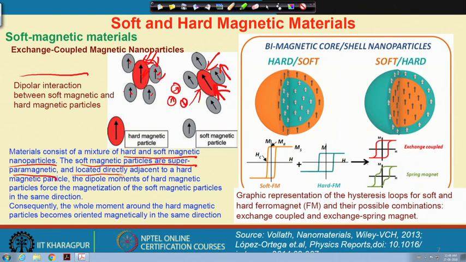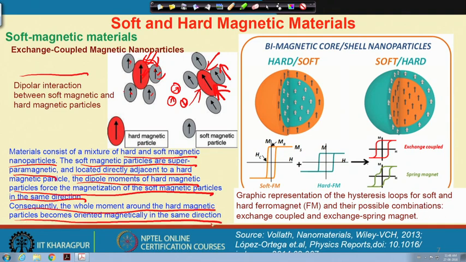So, superparamagnetic particles located directly adjacent to the hard magnetic nanoparticles, and the dipole moment of the hard magnetic particle forces the magnetization of the soft magnetic particle in the same direction. So, I can achieve a super ferromagnetic type of behavior by adding this kind of harder magnetic nanoparticle inside it. Consequently, the whole moment around the hard magnetic particle becomes oriented magnetically in the same direction. So, we can achieve a super ferromagnetic type of behavior by aligning these small magnetic domains in the same direction. This is one of the biggest advantages of this kind of nanocomposite microstructure.